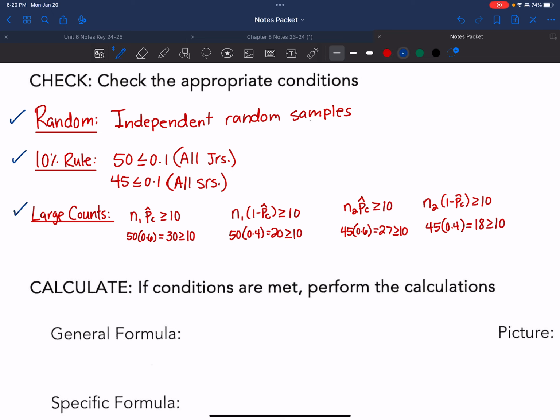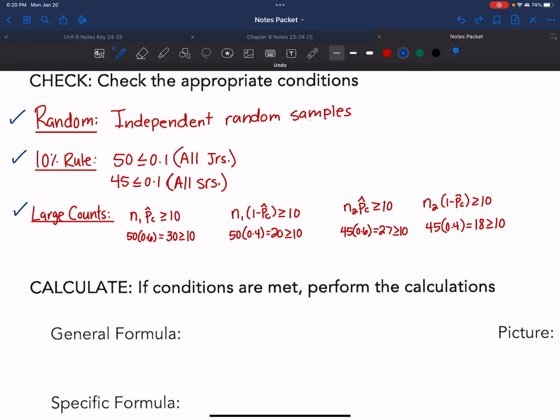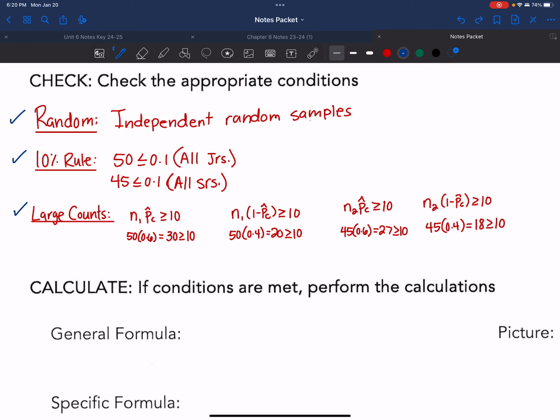So just remember, when you're doing a significance test for a difference in proportions, you have to use p hat c. If you use p hat 1 and p hat 2, it's going to be incorrect. You're going to get different numbers, okay?